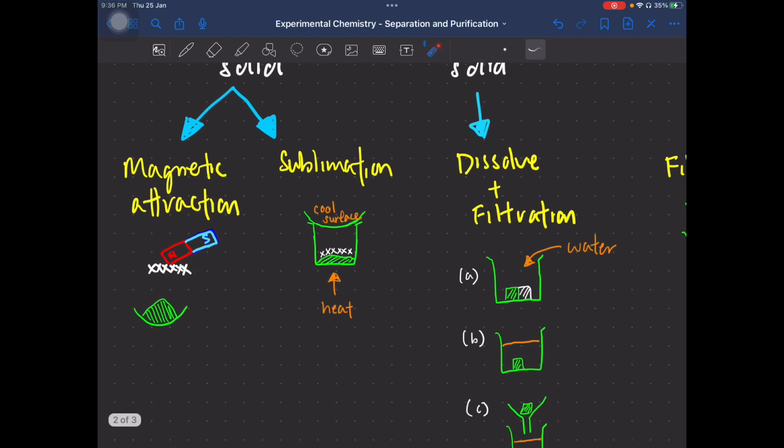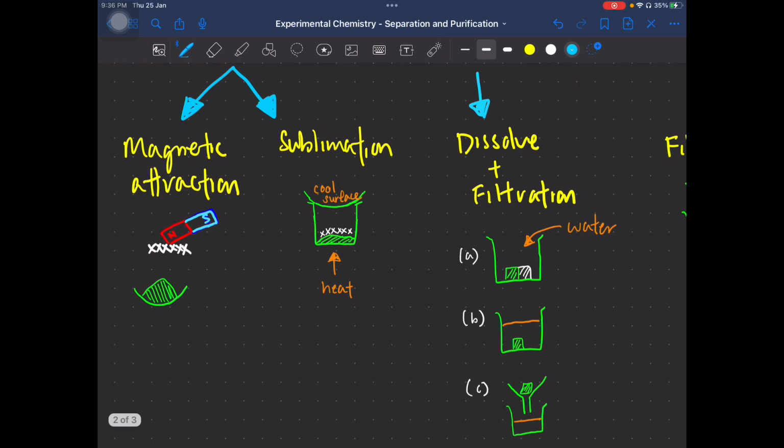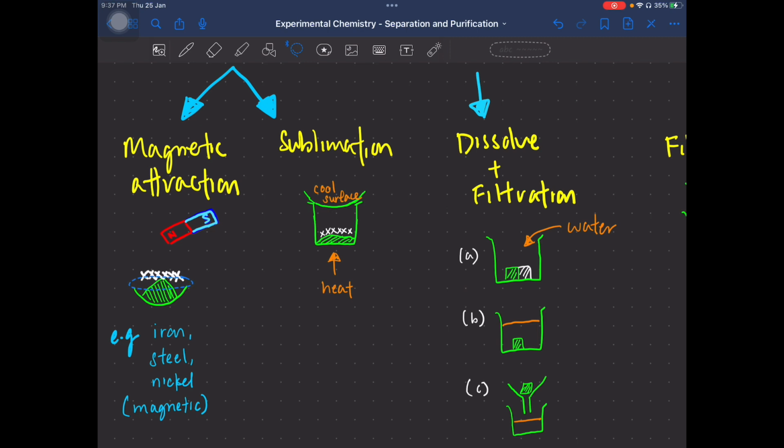So we talk about what exactly are magnetic chemicals. Examples of magnetic chemicals will be things like iron, steel, nickel, and so on and so forth. There are only a few that are magnetic in your syllabus. So first and foremost, you must know whether they are magnetic or not. Then this whole process of magnetic attraction can actually take place, because if they're not magnetic, then you put a magnet there, and nothing is going to happen. So you need to be magnetic so that when you put a magnet, it's going to attract the magnetic substance.